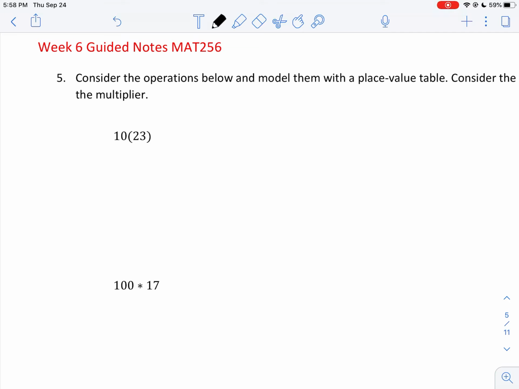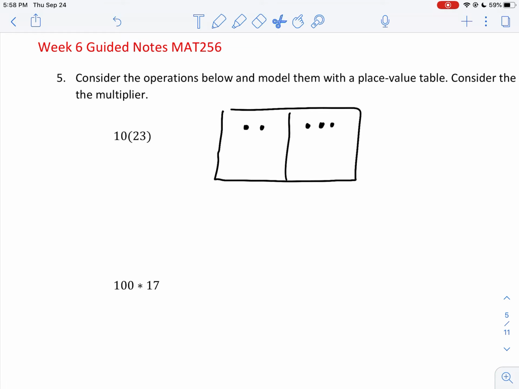So we have in the place value table, 23 is 2 10s and 3 1s. And then we're going to make 10 copies of this. So let me erase the table for now. Let me do the copies first.